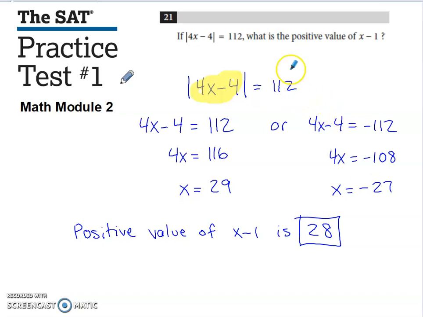Now what we are asked to determine is the positive value of x minus 1. If these are the two possible values for x, the only way for x minus 1 to remain positive is if I take the 29 solution for x and subtract 1 from it and give the result of 28. If it had asked for the negative value of x minus 1, my answer would be negative 28. Negative 27 minus 1. We're going with positive 28 because it asks for the positive value of x minus 1.